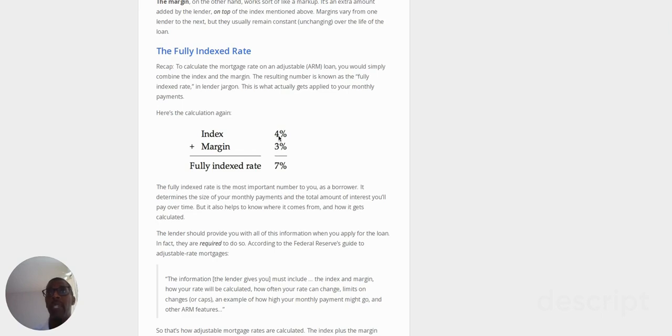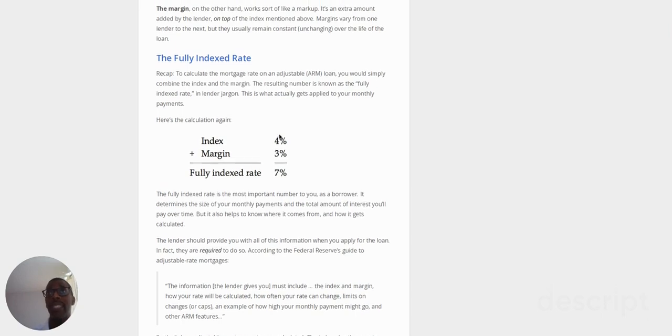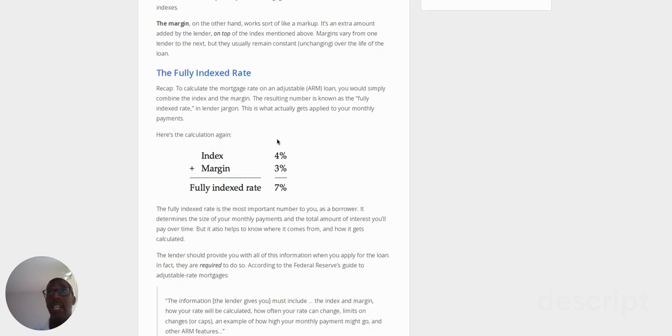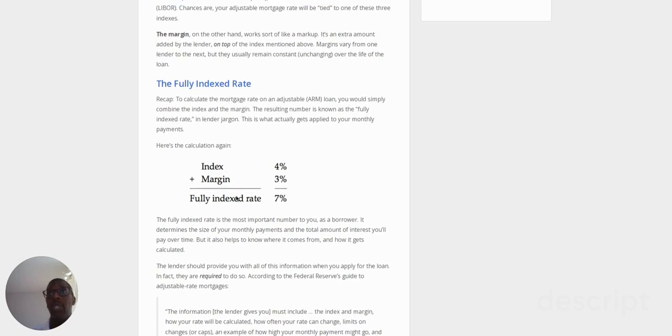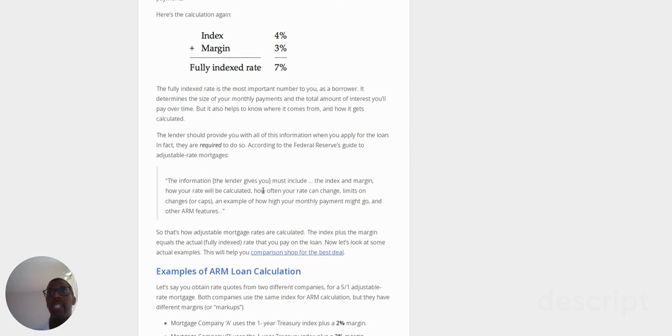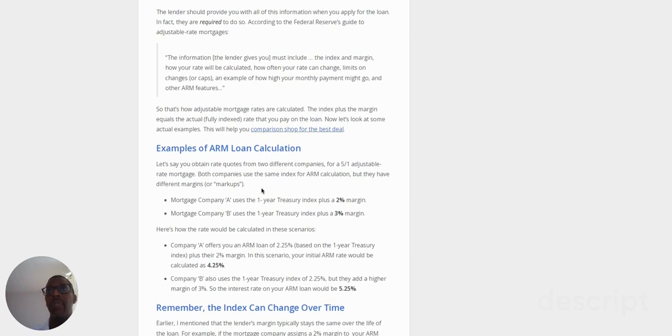And then combined with the index that's tied to one of these indices like the 1-year Treasury, this is where you'll get your fully indexed rate. So this is how it's calculated. And I'm going to give you some examples here. Let's say mortgage company A uses the 1-year Treasury index plus a 2% margin. So they're charging you a 2% margin. And mortgage company B uses a 1-year Treasury index plus a 3% margin.